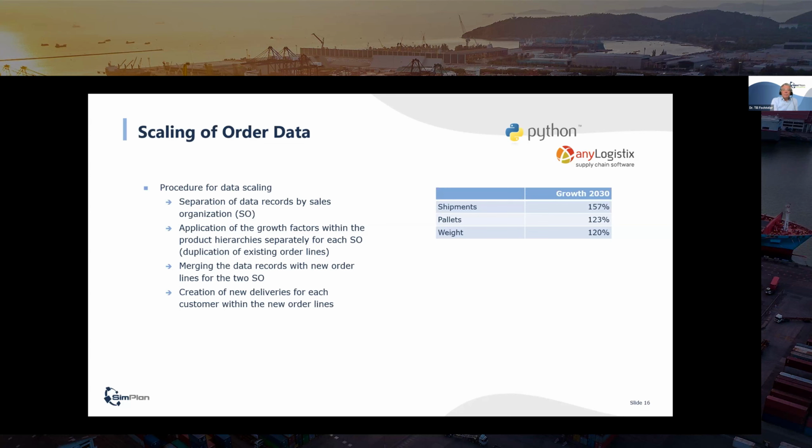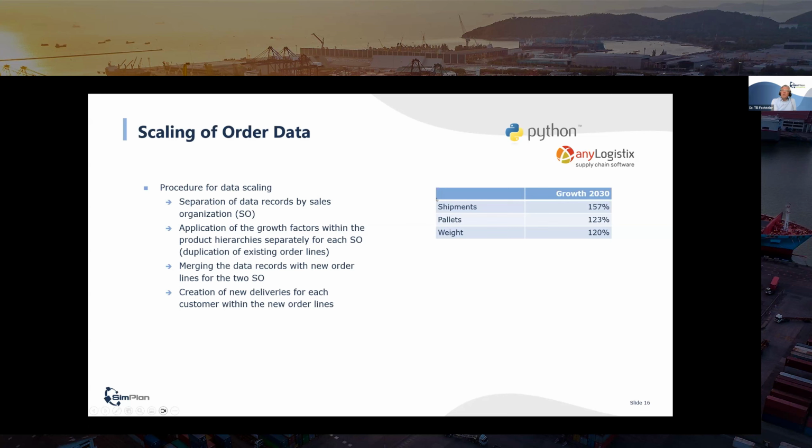In case of the separate sales organization, we merged the existing data records with new order data, and then created new deliveries for each customer from the new order lines. We created the new order lines by simply duplicating existing order lines. And here you see some key facts.